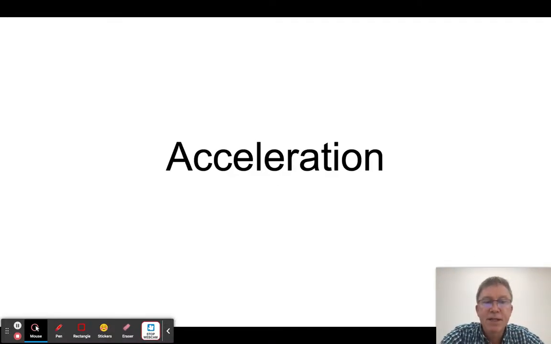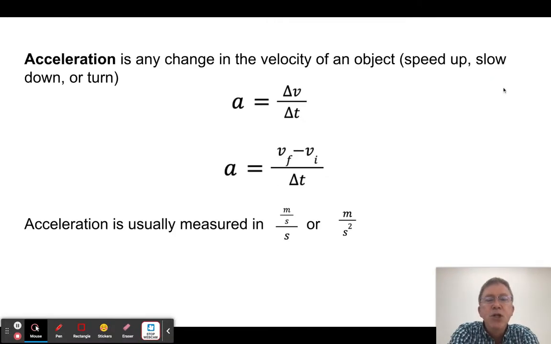Hey, let's learn about acceleration today. Acceleration basically means any change in an object's velocity. Remember, velocity is your speed in a particular direction. So if you speed up, slow down, or turn, you have accelerated.